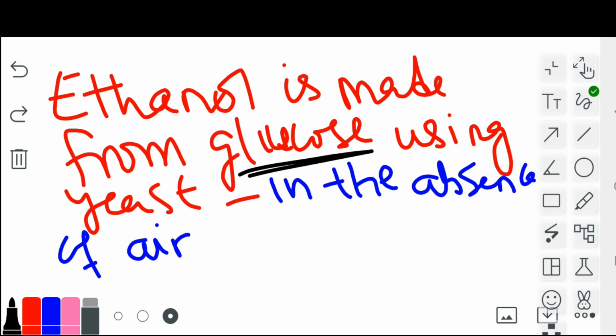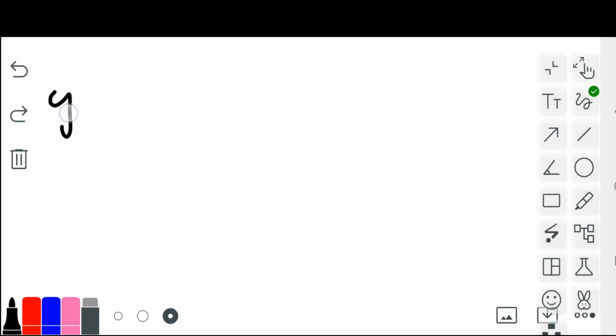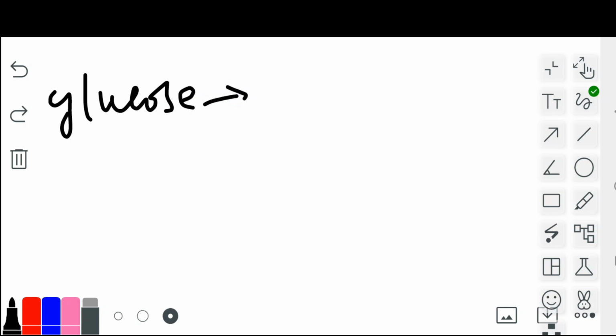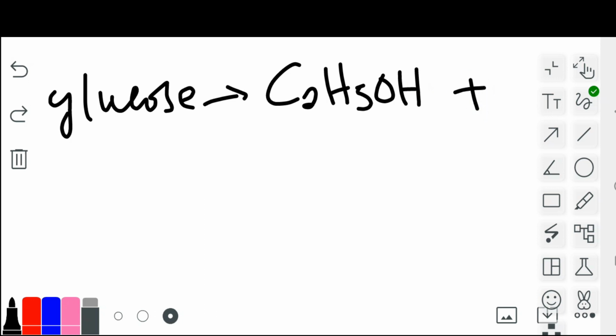So we convert the glucose. Let's look at the equation. Glucose is converted to ethanol, C2H5OH, plus carbon dioxide plus some energy.